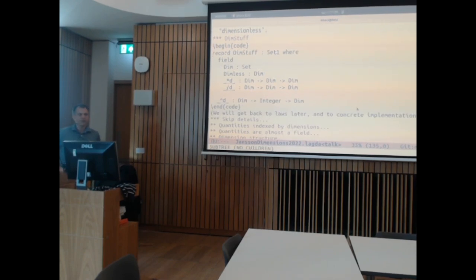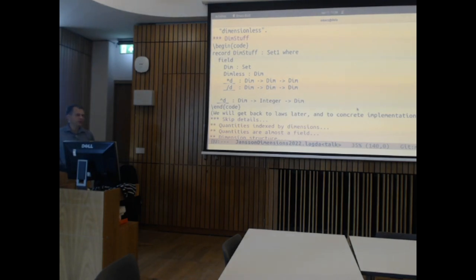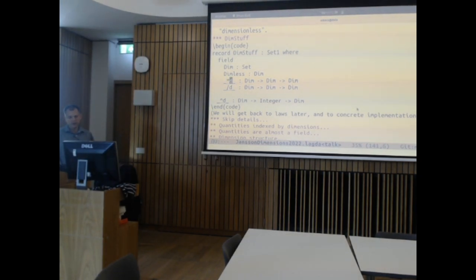I just naively start with a record type here which collects things I need for talking about dimensions. So there is a type of dimensions, a set of dimensions, Dim. There is a dimensionless value, that's a base value, like 1 or 0. And then I describe it in a multiplicative way. I can multiply dimensions and divide dimensions. And I can also take repeated multiplication and division, so I can take a dimension to a power. I'm skipping some details on how I define these things, so we'll get back to the laws later.